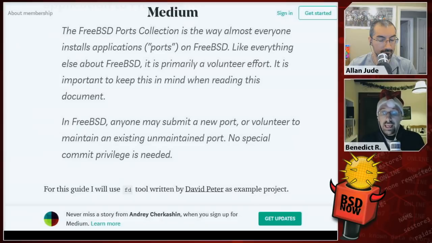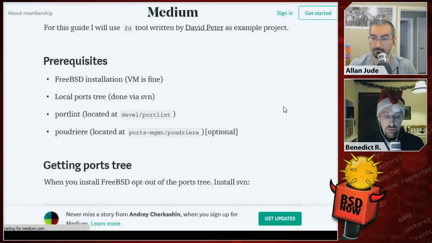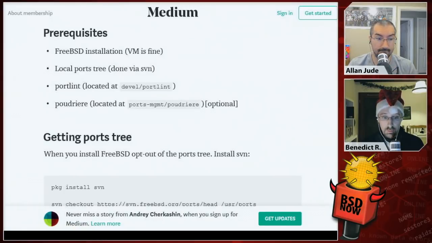So in FreeBSD, anyone may submit a new port or volunteer to maintain an existing one that is currently unmaintained. No special commit privileges are needed, so you can just say, I want to maintain this port, and they basically let you. For this guide, he will use the fd tool written by David Peter as an example project to keep it simple and understandable. I mean, there are bigger ports that are more complex, but this keeps it nice and small.